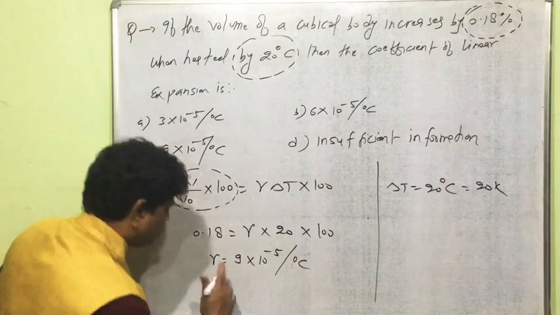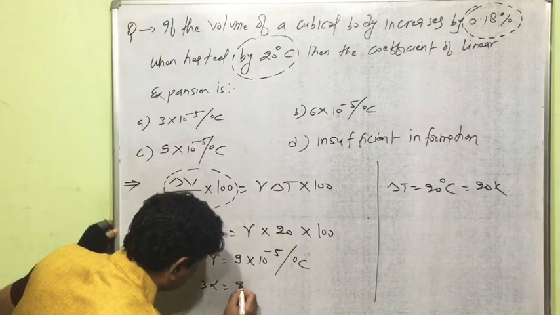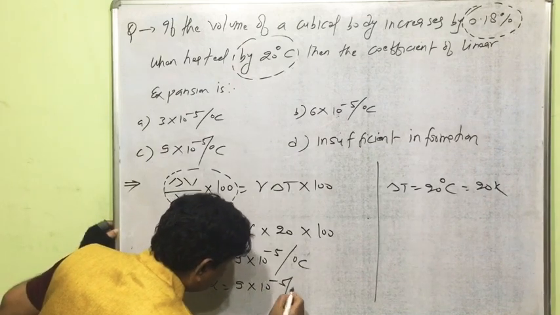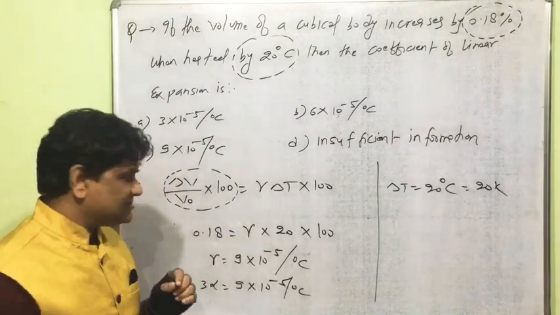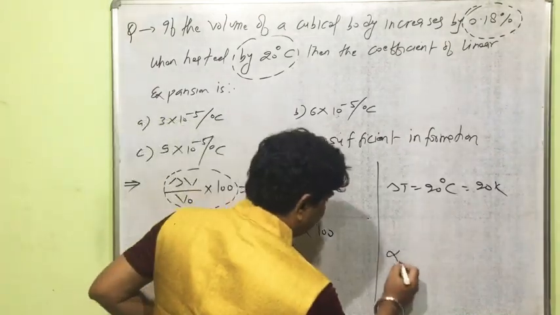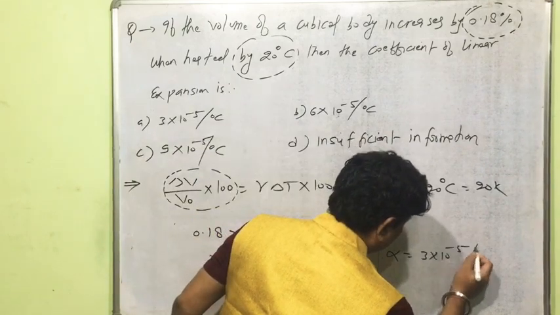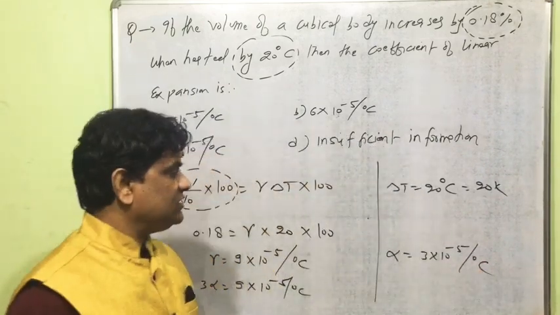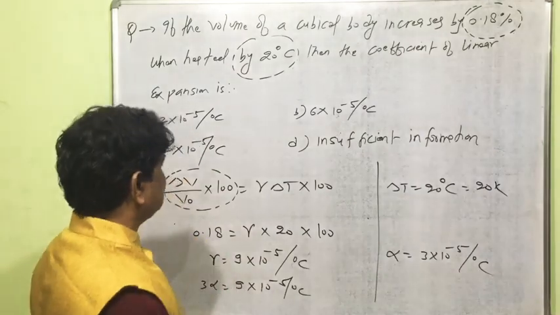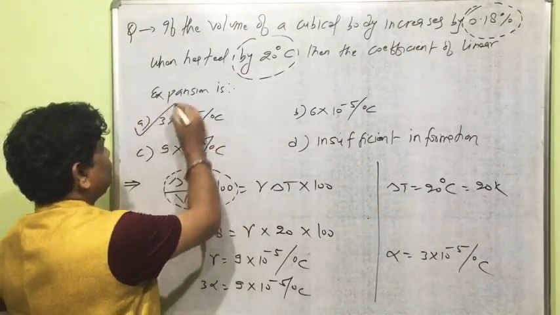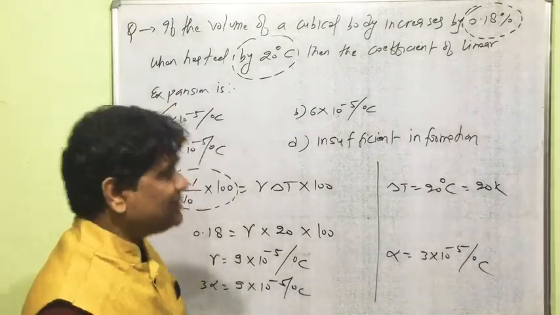So this value we can put here. 3 alpha is equal to 9 into 10 to the power minus 5 per degree Celsius. After solving, you will get the value of alpha. Alpha will come 3 into 10 to the power minus 5 per degree Celsius. So this is the answer to our question here.